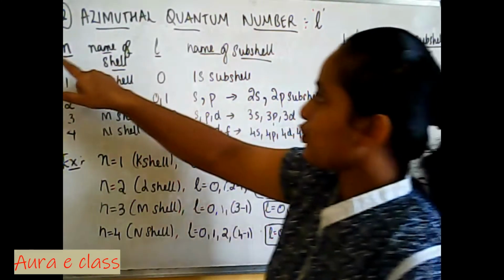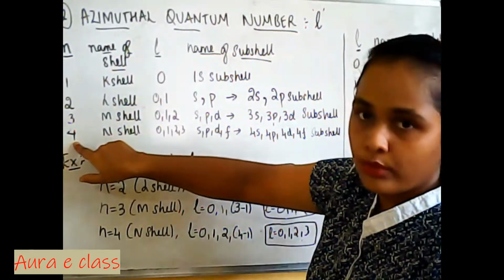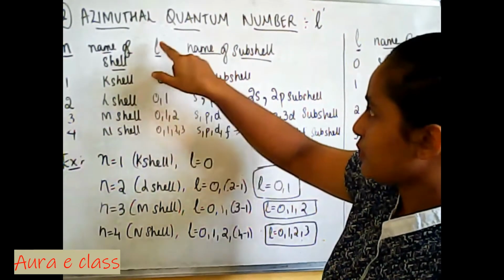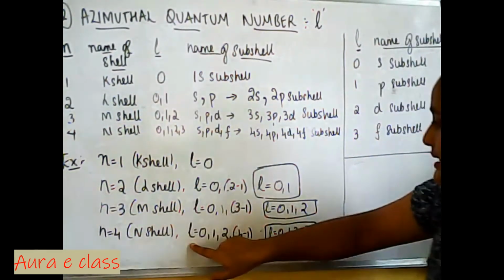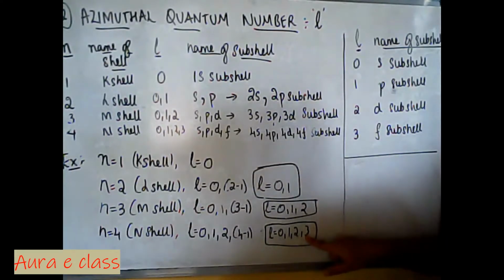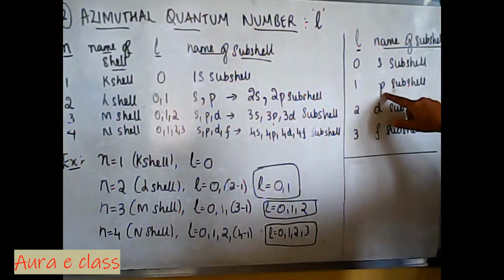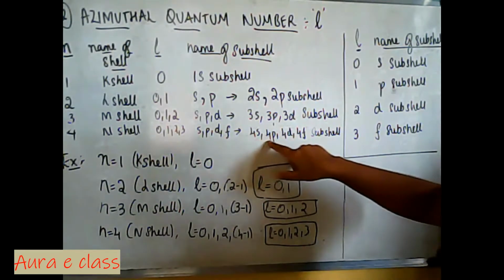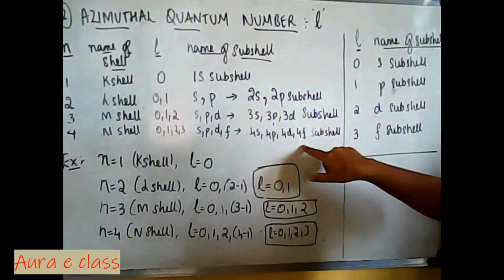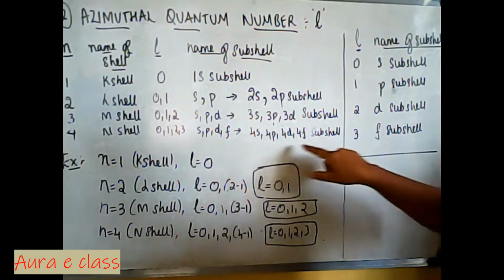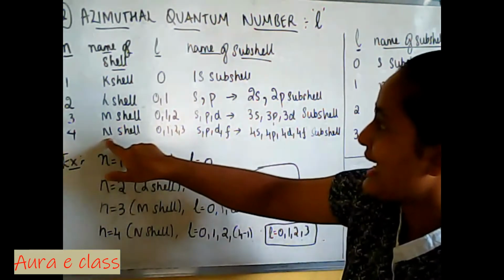Next moving on to n is equal to 4. What is the name of the shell? It is N shell. What are the values we got? L is equal to 0, 1, 2, 3. So it is s subshell, p, d and f. So we get 4s, 4p, 4d and 4f subshell. So these are the 4 subshells obtained in N shell.